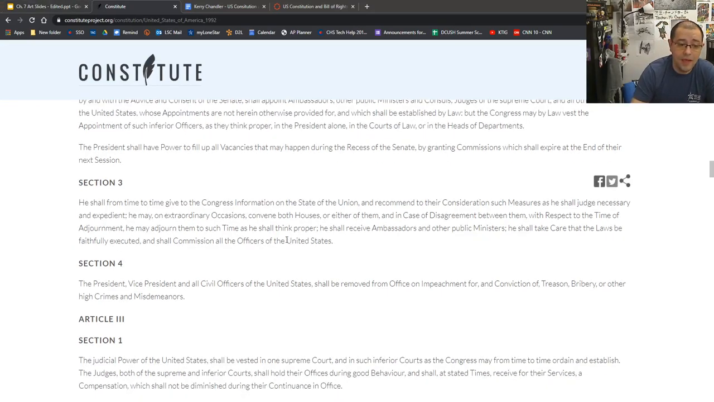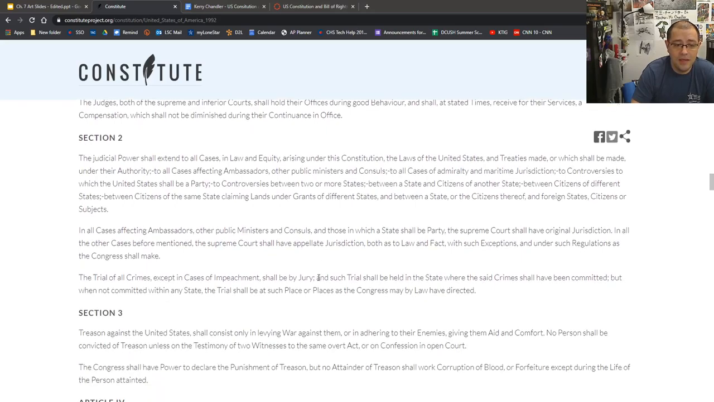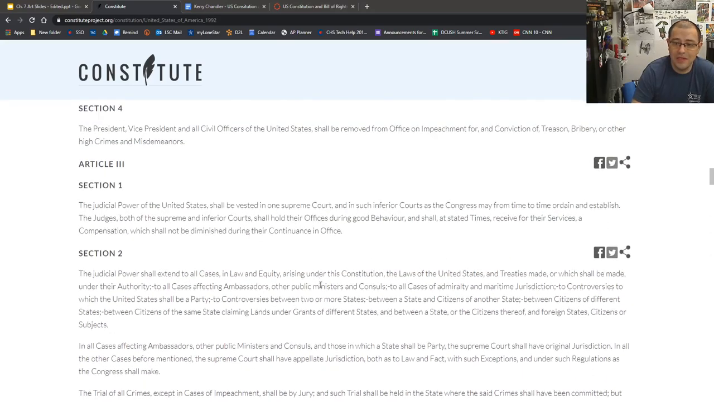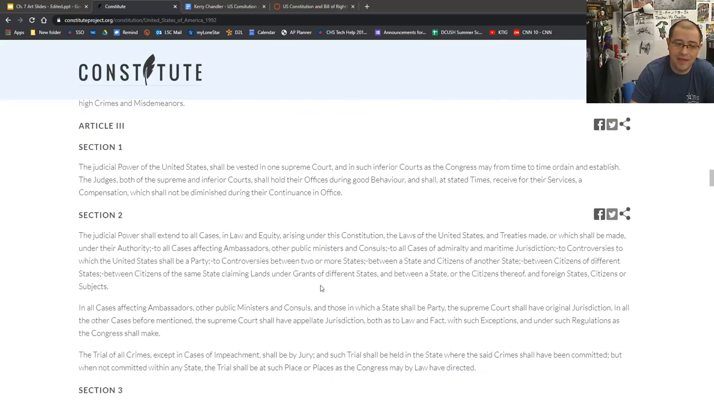But anyway, and that's it. So not a whole lot in Article 2. But if you thought Article 2 was short, Article 3 is really short. Article 3 doesn't even get a full page in a textbook.